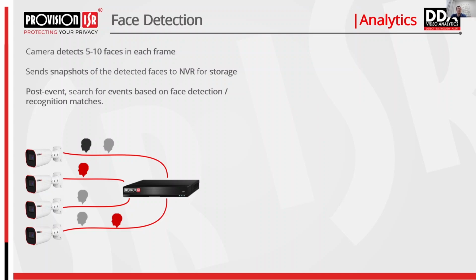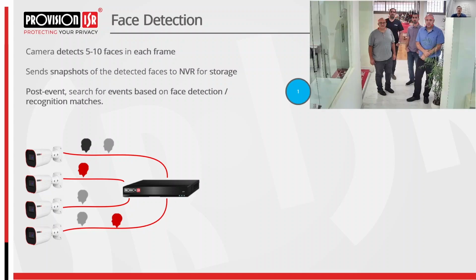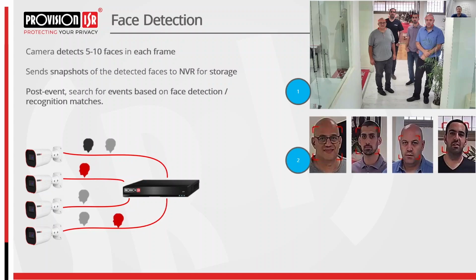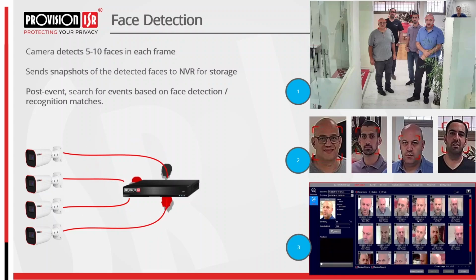Provision-ISR has had face detection analytics for quite some time now, and we've improved it steadily year after year. With face detection, our AI identifies faces within the camera's field of view, and it can detect up to 5 to 10 faces in each frame. Once the face is detected, the camera sends a snapshot to the NVR where it is stored for post-event searching. So the key is that face detection doesn't need to know who the person is. It is simply identifying that a face is present in the field of view.